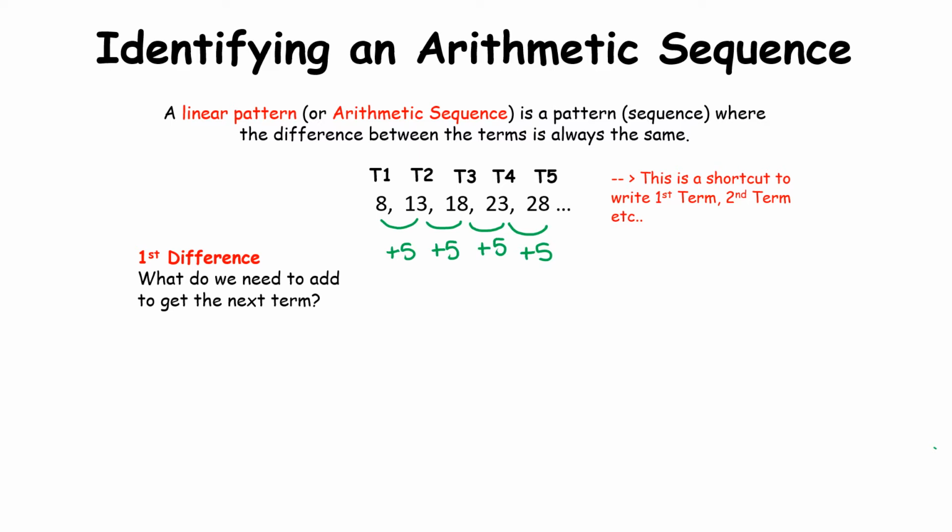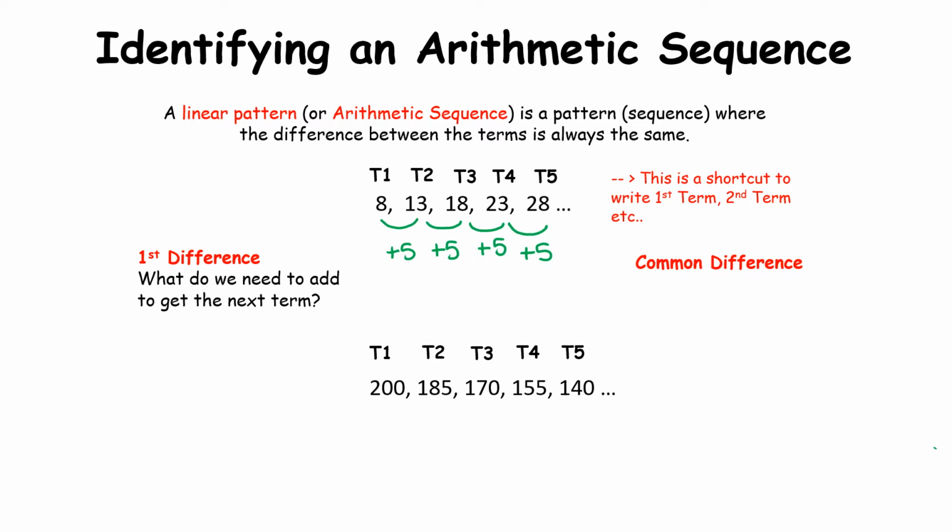And because that is the same, we call that the common difference. So it has what we call a common first difference. And that is how we identify an arithmetic sequence. If a sequence has a common first difference, then it must be an arithmetic or linear sequence.